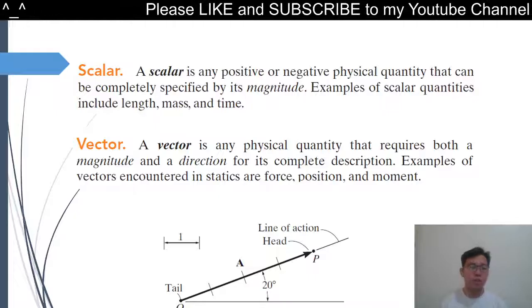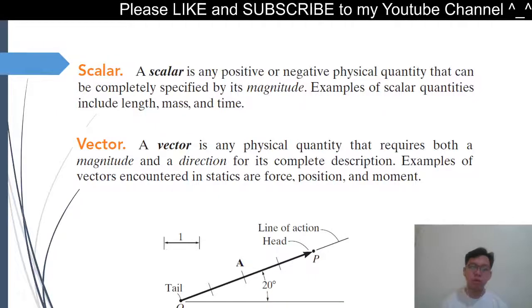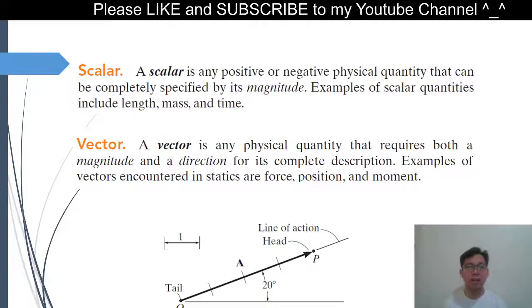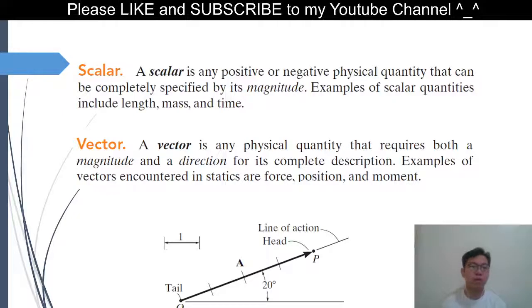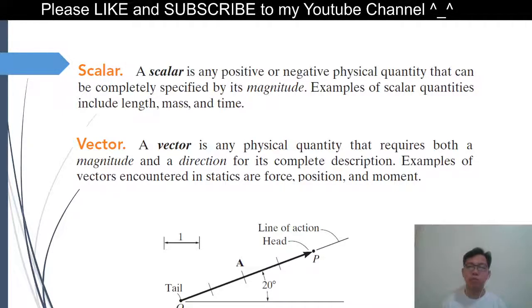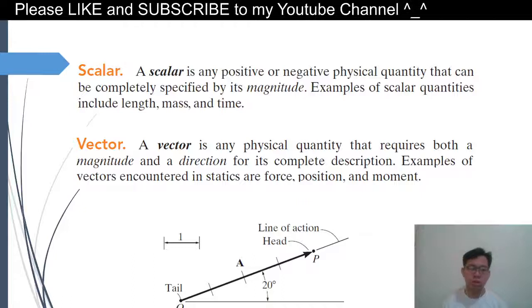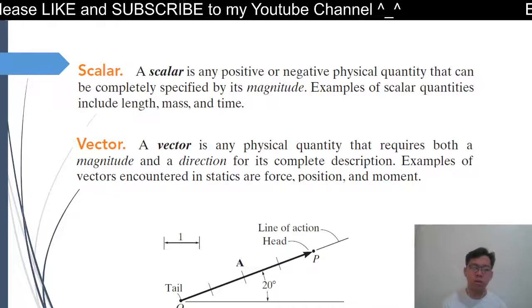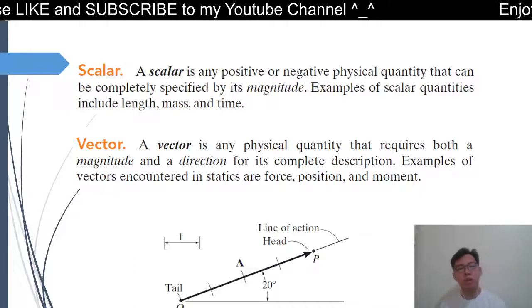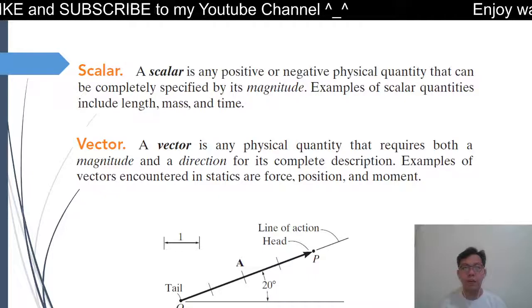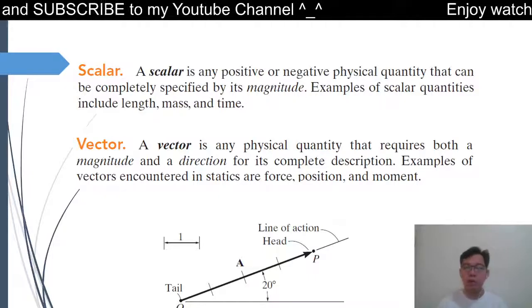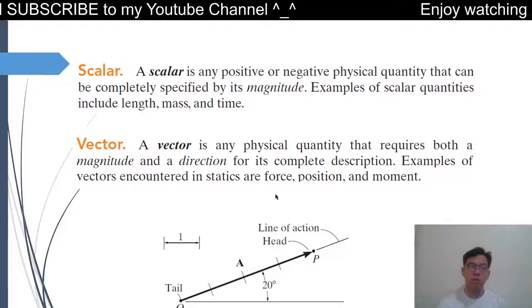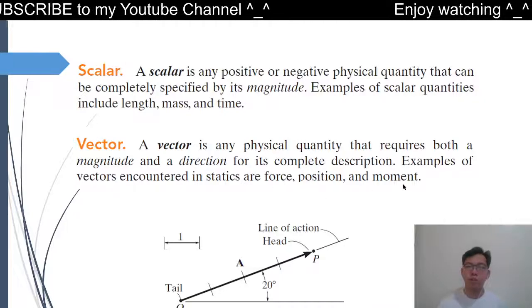Okay? So, ang vector naman is any physical quantity that requires both magnitude and direction for its complete description. Okay, so ibig sabihin nun, pag meron na tayong magnitude, tapos meron din tayong direction, vector na yan. An example of a vector is ito yun, mga force, position, at saka moment.